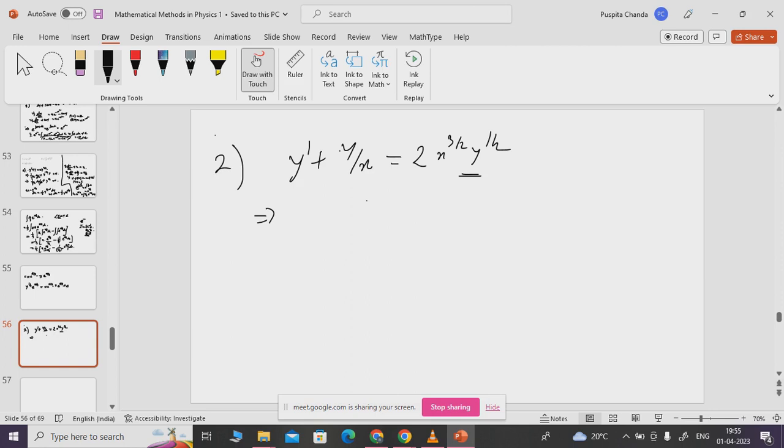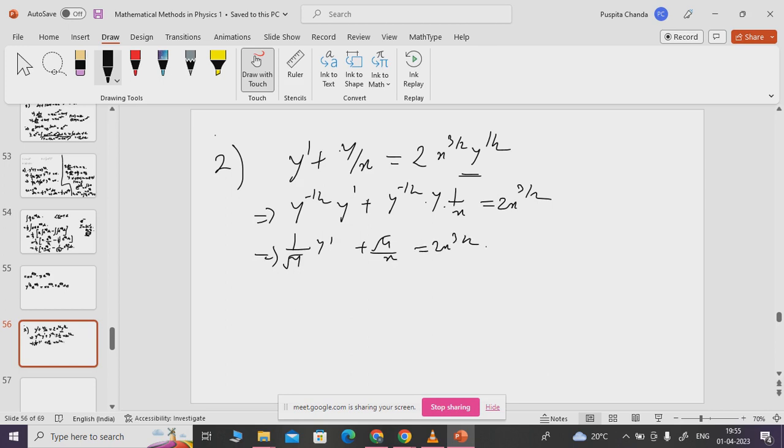Y dash plus y over x is equal to 2 x cubed by 2 y to the power half. So again here it is y to the power half, so divide both sides by y to the power half. It will be y to the power minus half y dash plus y to the power minus half into y into 1 by x equals 2 x cubed by 2, that is 1 by root y y dash plus root y over x equal to 2 x cubed by 2.